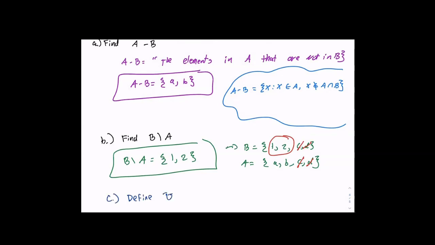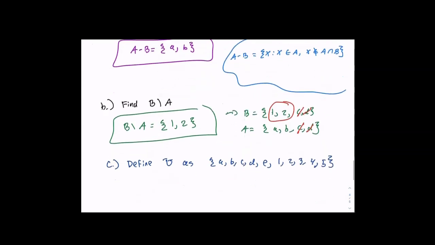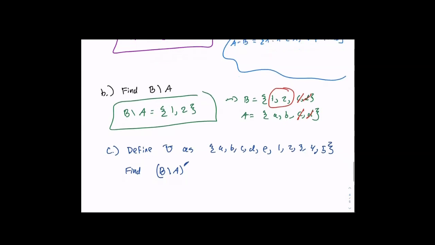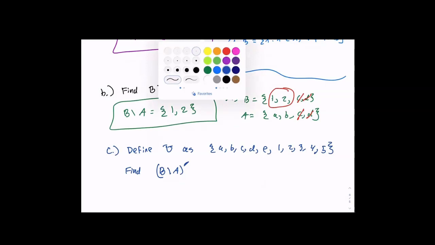Define U as A, B, C, D, E, 1, 2, 3, 4, and 5. Find the difference of B and A complement. The complement to B minus A.